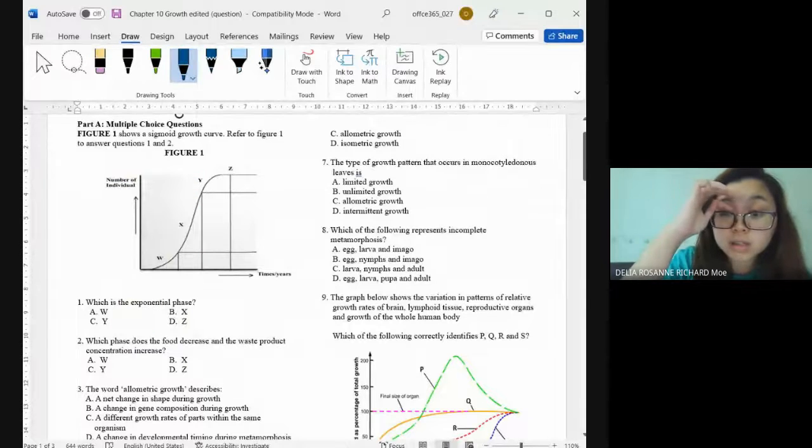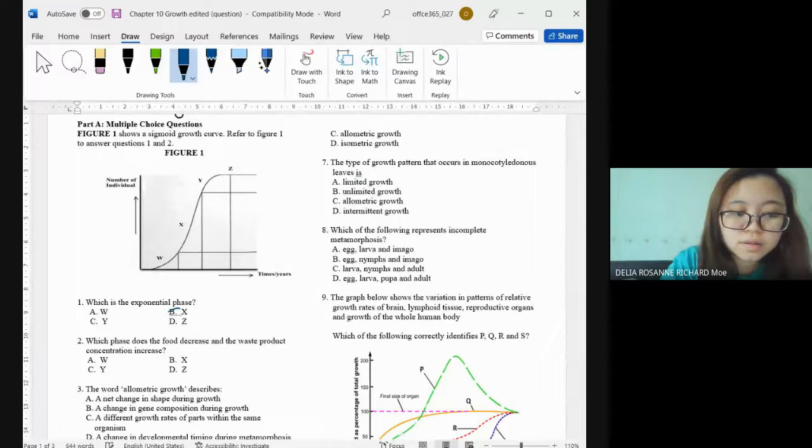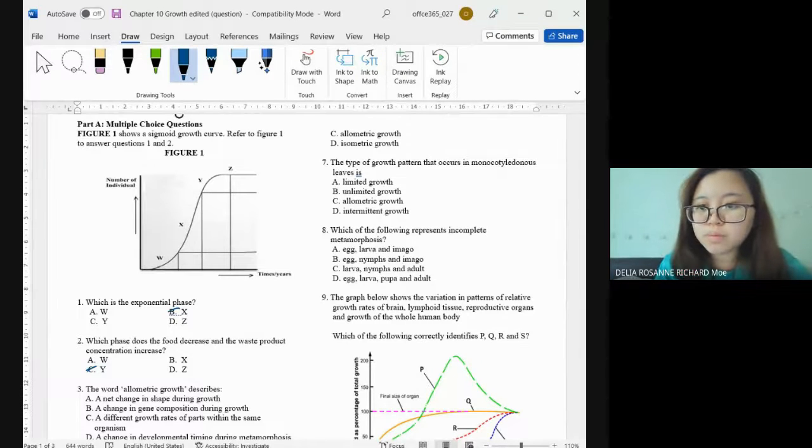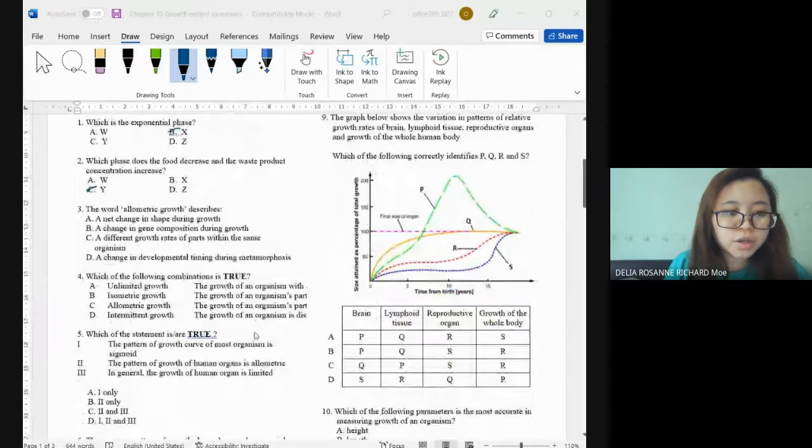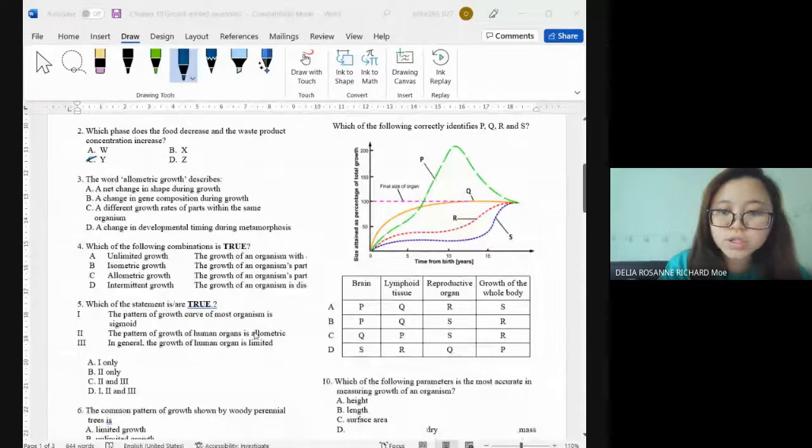Okay, this one is C. At which phase does the food decrease and the waste product concentration increase? This one should be C. Any problems with this question? Okay, doesn't look like we have problems. I'm going to continue. All right, so question number 3, the word allometric growth describes.